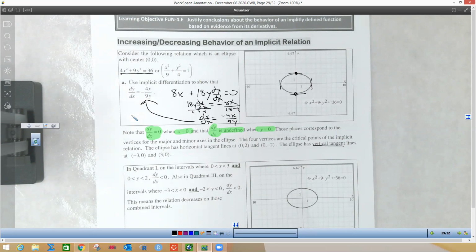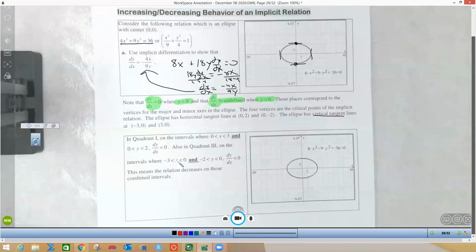So when I'm looking for critical numbers, dy/dx equals 0 where the top equals 0, and dy/dx is undefined where the bottom equals 0. That's where this comes from, so those are the critical numbers we're talking about. In quadrant 1, on the intervals 0 less than x less than 3, and 0 less than y less than 2, dy/dx is less than 0.